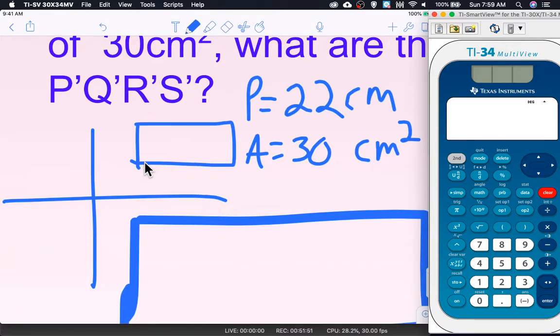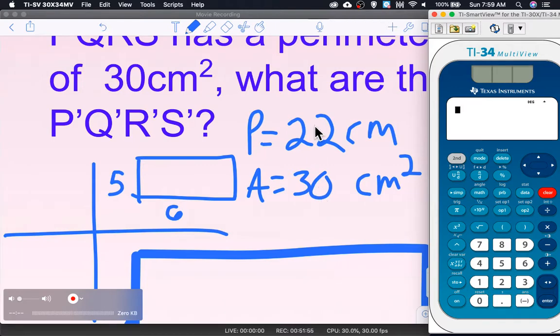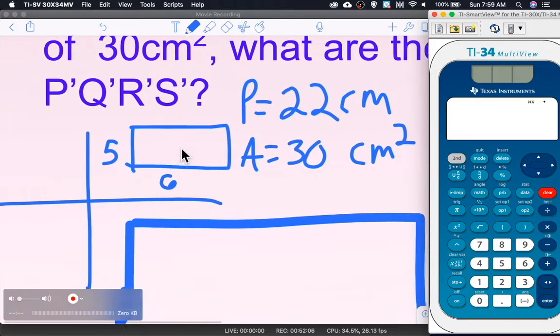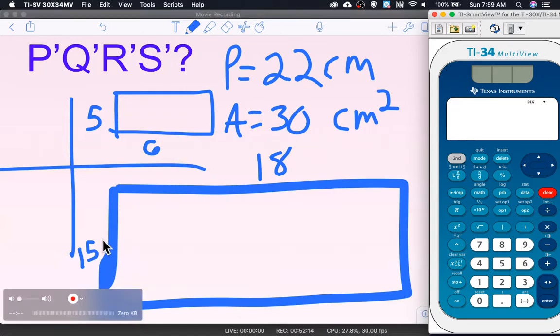So I'm thinking 5 and 6 gives me the right area, but not the right perimeter. Actually, I lied. It does. 5, 6, 5, 6, that would be 22. So, okay, let's use that. If that got 3 times as big, this would be 18 and this would be 15. Right? 3 times as big, 3 times as big.